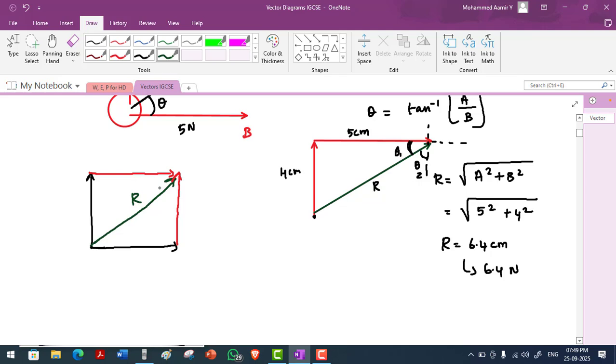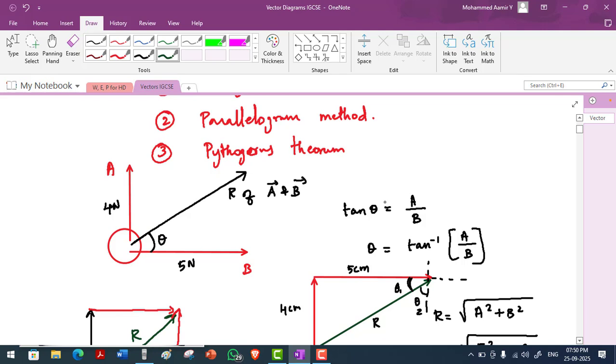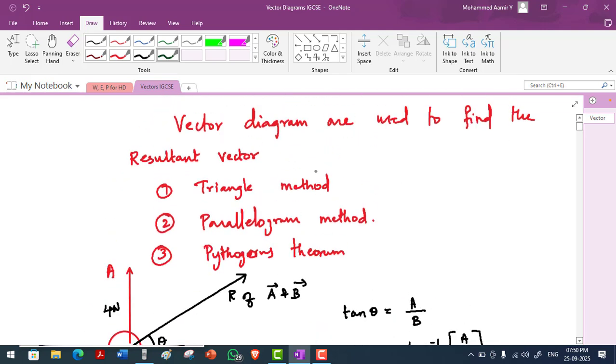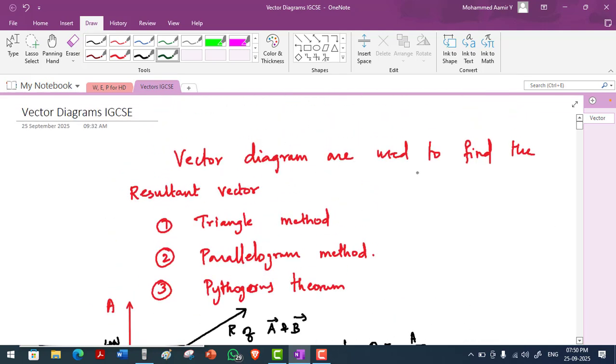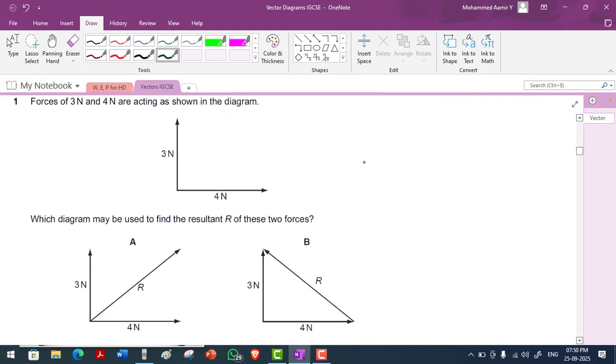If I use the scale diagram, if I mention that 1 centimeter is equal to 1 Newton, or 5 centimeter is equal to this many Newtons, accordingly I should draw the scale diagram, then I have to proceed. So these things you have to remember about vector diagrams. These are the concepts of that. And now we have a few questions that we will try to do one by one, which is very easy.